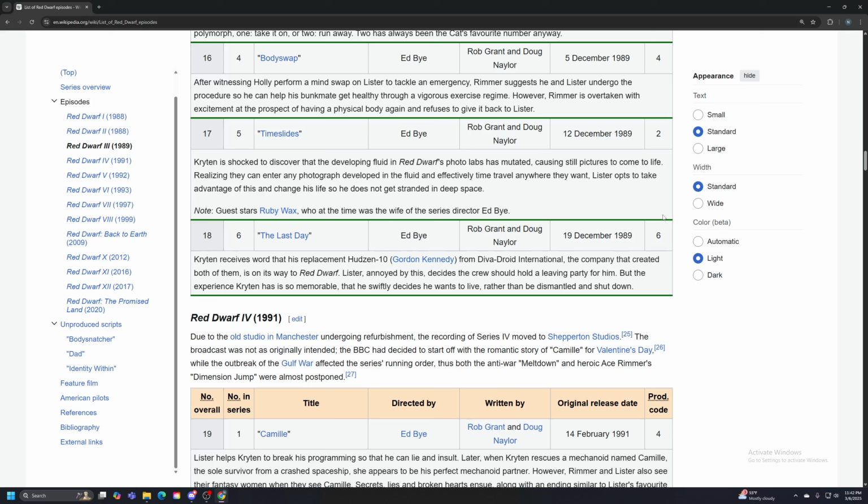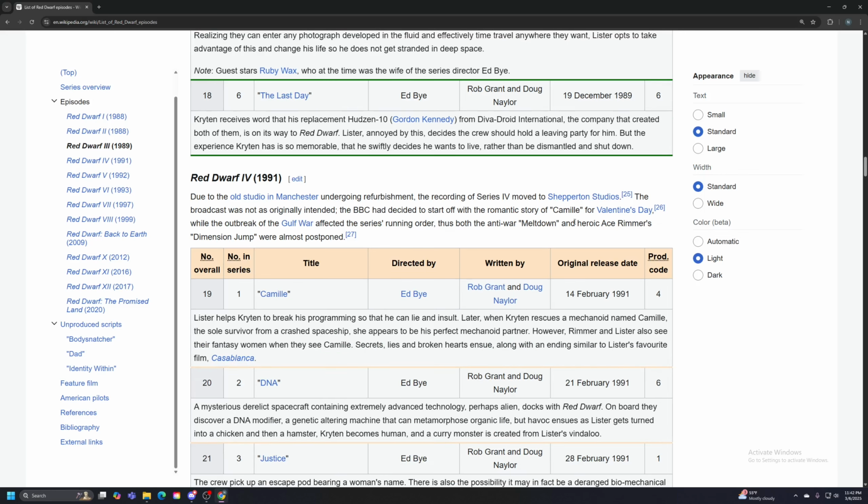Episode 6, The Last Day. Crichton receives word that his replacement, Hudson 10 Gordon Kennedy from Diva Droid International, the company that created both of them, is on its way to Red Dwarf. Lister, annoyed by this, decides the crew should hold a leaving party for him. But the experience Crichton has is so memorable that he swiftly decides he wants to live rather than be dismantled and shut down.